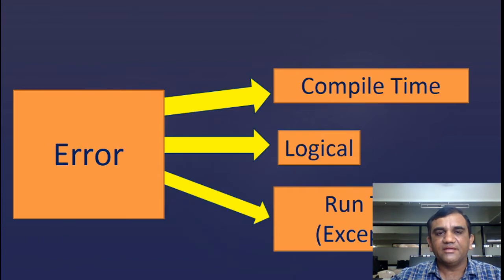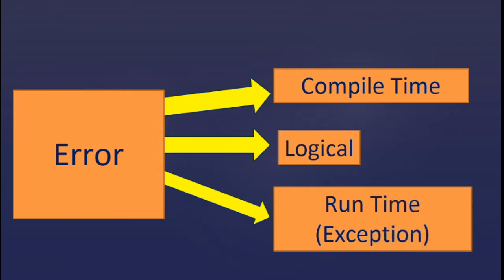Basically in a programming language there are three kinds of the error. The first one is the compile time error. The second one is the logical error. The third one is the runtime error, or the exception. So now let us understand all the three errors one by one.